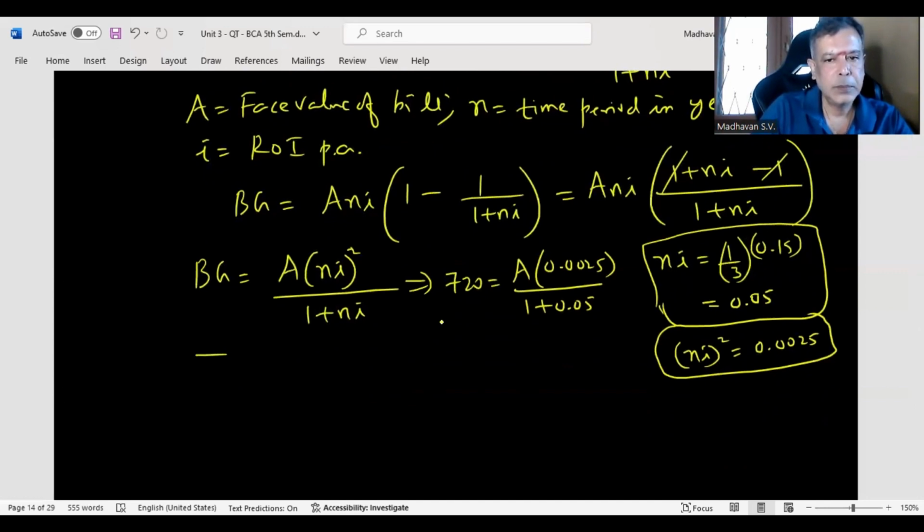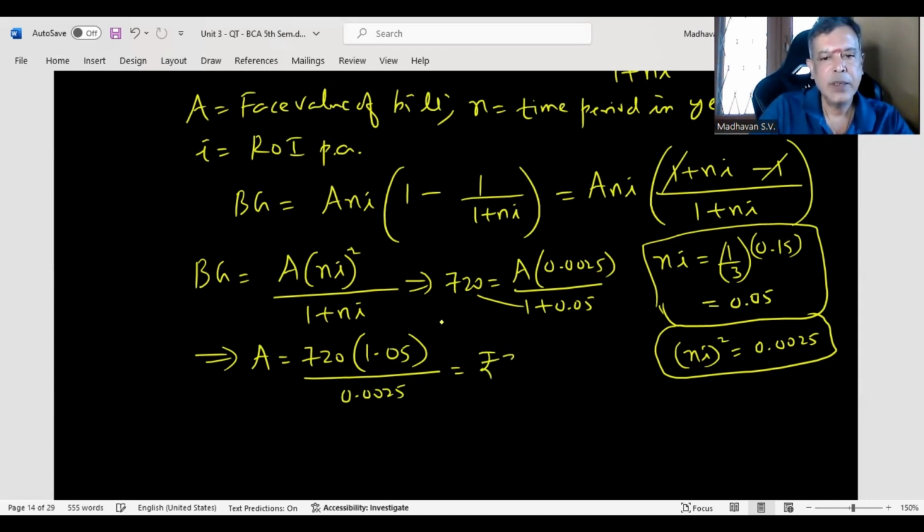So our A will be 720 times 1.05, cross multiplying, and then divided by 0.0025. So we will get the A value as rupees 302,400.